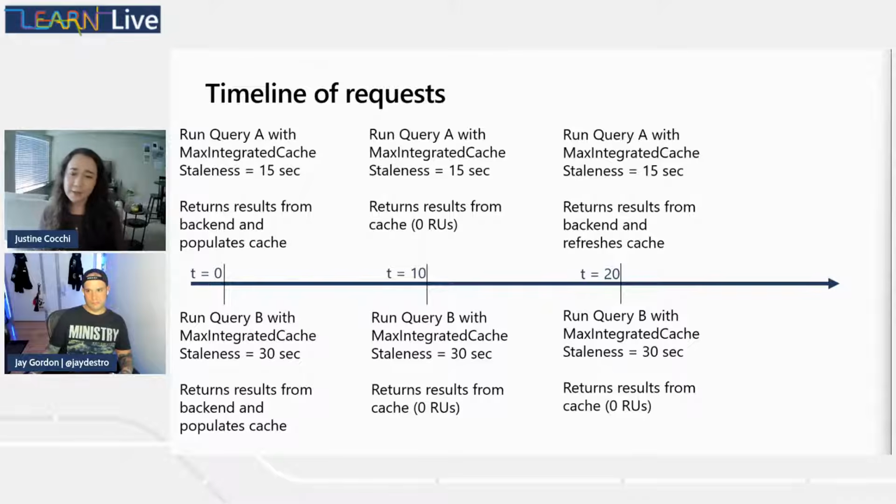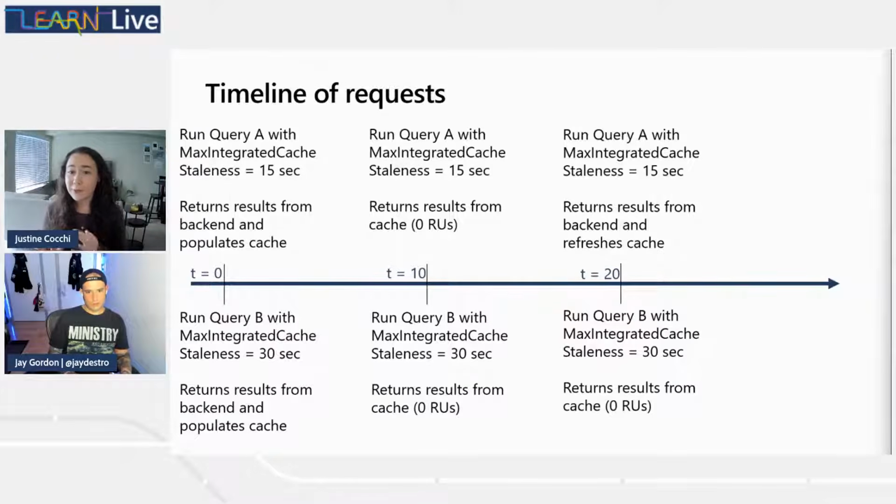Now, a couple more seconds have gone by. Now we're at t equals 20 seconds. We're going to run query A again. And remember, query A has that max integrated cache staleness set to 15 seconds. So obviously, we're past that 15-second window. So we need to return our results from the backend, and we'll actually refresh our cache. So this execution of query A will cost the normal RUs that it would have cost before. We weren't able to use the cache this time.